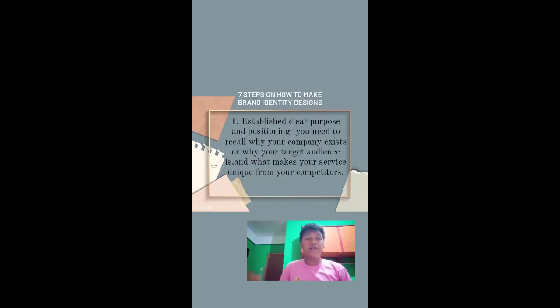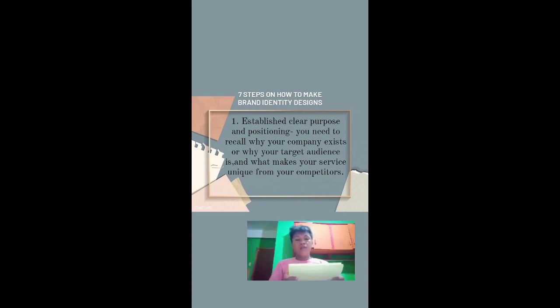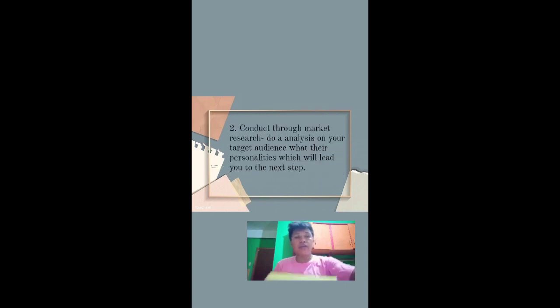And here are the seven steps on how to create a brand identity design. Number one is establish clear purpose and positioning. You need to recall why your company exists, who your target audience is, and what makes your services unique from your competitors. Number two, conduct thorough market research. Do an analysis of your target audience and their personalities, which will lead you to the next step.